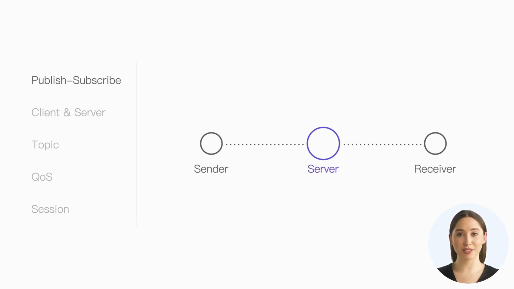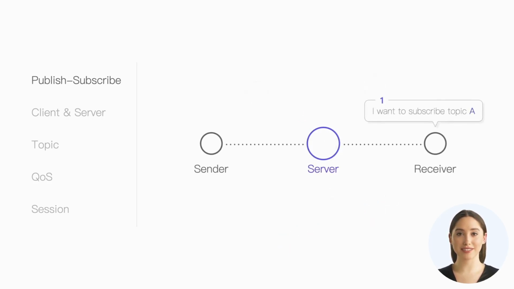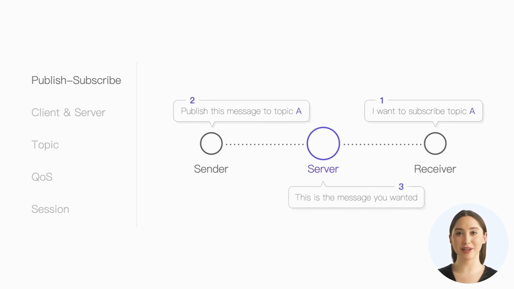But when we have multiple senders and multiple receivers, each with their own desired messages to send and receive, there needs to be an identifier to help the server determine who should receive the message. In MQTT, this identifier is known as a topic. The receiver needs to subscribe to the topics they are interested in with the server, while the sender specifies a topic for each message. When the server receives the message, it will look for the receivers who subscribe to the corresponding topic and forwards the message to them. Usually, we refer to the receivers as subscribers and the senders as publishers.